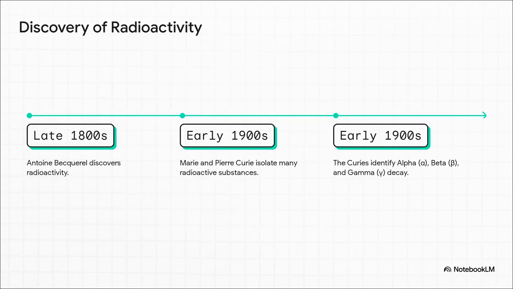You know, we didn't always know about this stuff. It was a total mystery until the late 1800s when Antoine Becquerel basically discovered it by accident. And then, these absolute legends, Marie and Pierre Curie, just blew the whole field wide open, isolating all sorts of radioactive stuff and figuring out the 3 main ways that it decays.